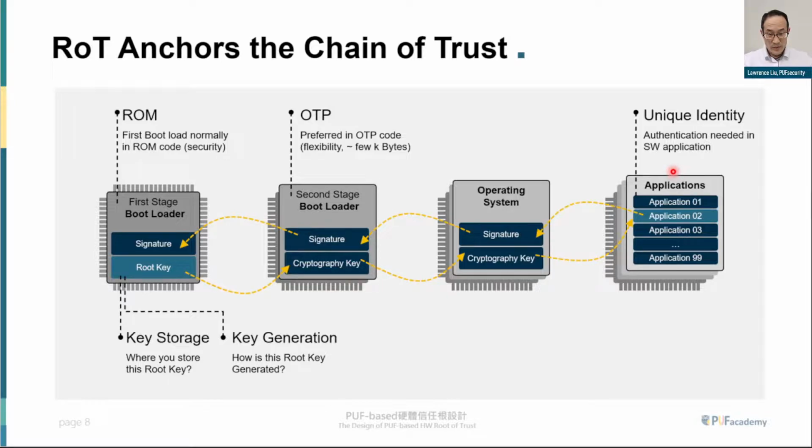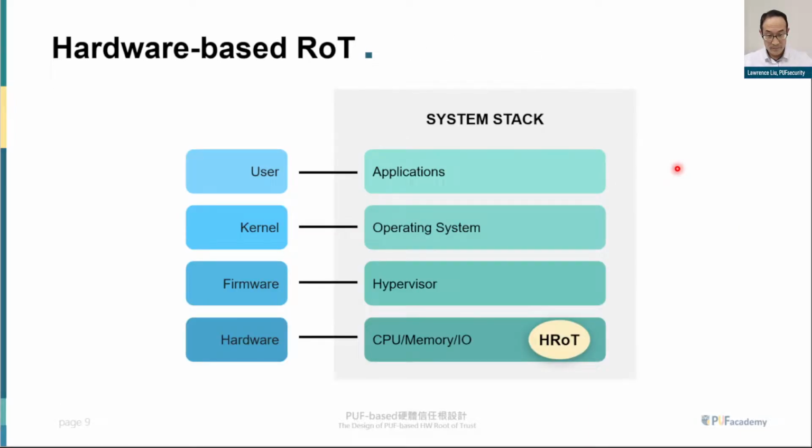So this is where we see the important role of a root of trust, which offers both key storage and key generation to support the secure boot flow. For a root of trust to play such an important role in a system process such as secure boot, it is important that the root of trust sits at the base of a system stack. So here we have an example of a system stack where you have the user, kernel, firmware, and hardware layers. And to act as the trusted basis, it is important that the root of trust sits at the bottommost layer, at the hardware layer here. And that's why you call this a hardware root of trust.